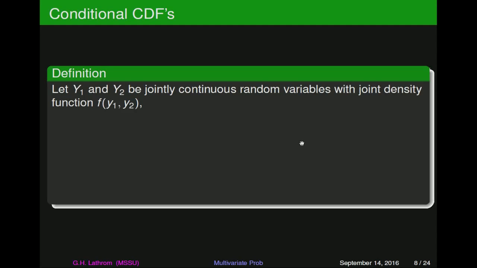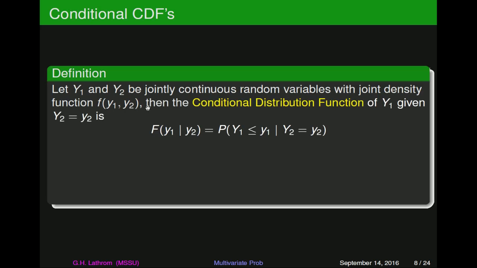But then we can likewise define conditional CDFs. So we have y sub 1 and y sub 2 being jointly continuous random variables with joint density function, little f. Then the conditional distribution function of y sub 1 given y sub 2 equals little y sub 2, that's capital F of y sub 1, vertical bar again, so we're assuming that y sub 2 is given. And that's going to be the probability that capital Y sub 1 is less than or equal to little y sub 1, given that we are fixing a value for y sub 2 at little y sub 2.